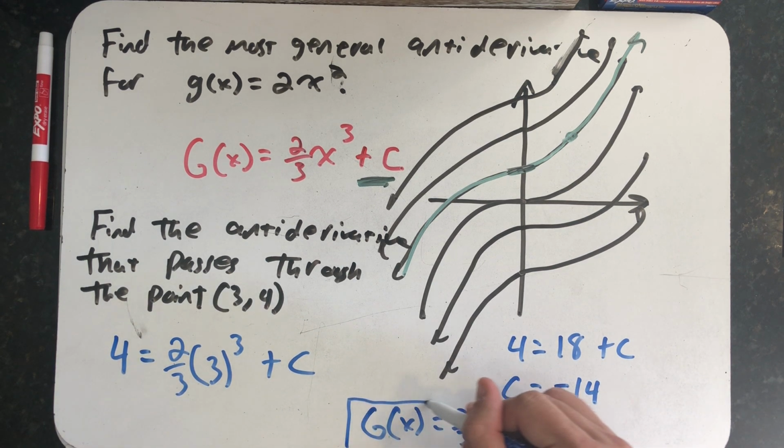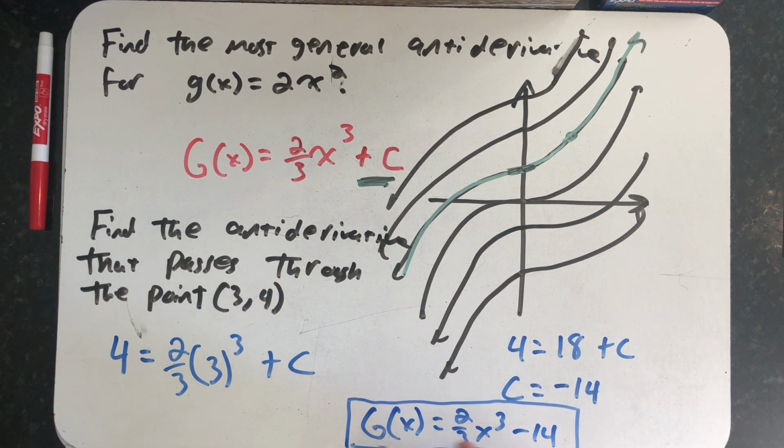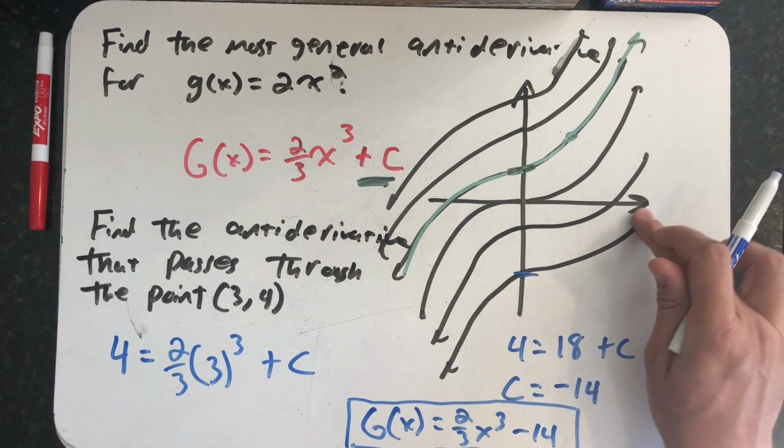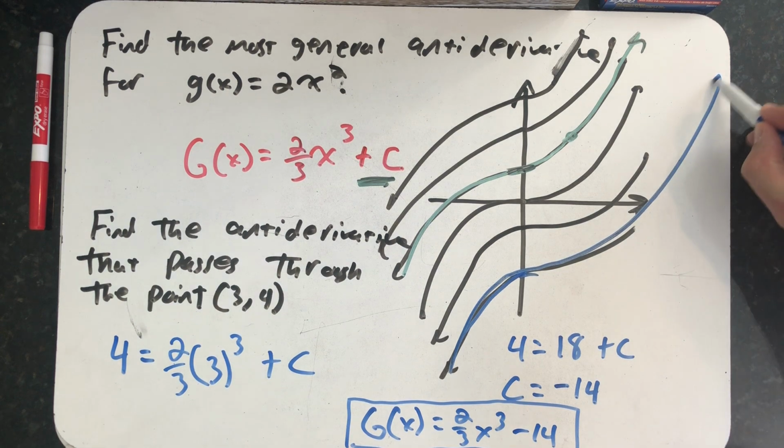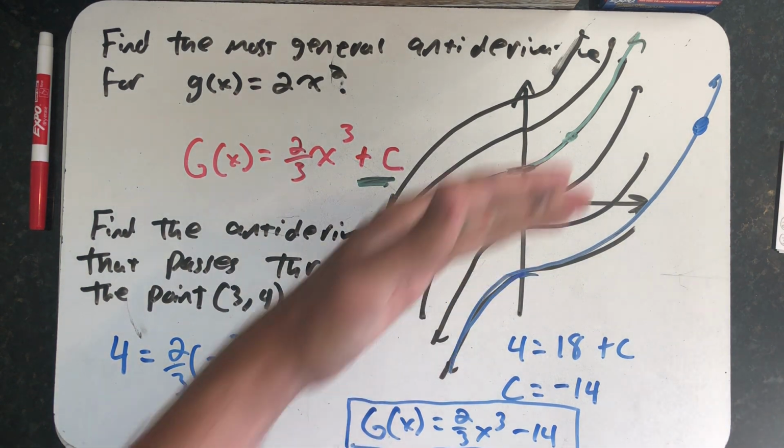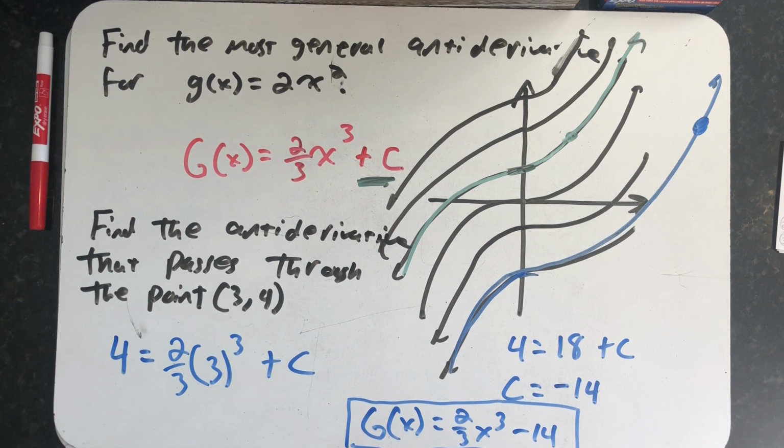What I realize now is that my picture is horribly not to scale, and apparently something more like this goes through the point 3, 4, which must be something out there, because my graph actually shifted down to find it.